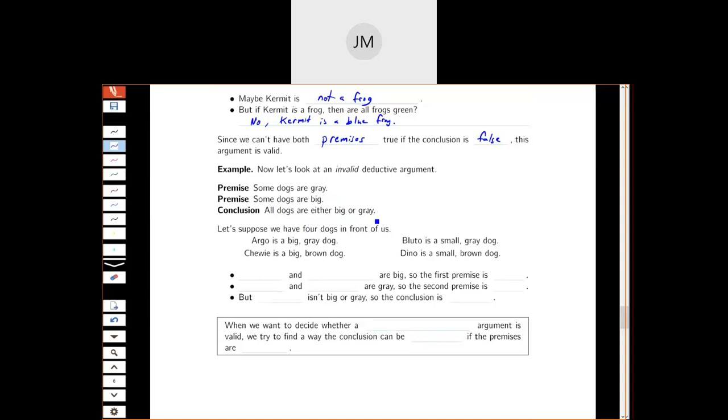Let's just look at an example. Let's suppose that we have 4 dogs in front of us. Argo is a big gray dog. Chewy is a big brown dog. Bluto is a small gray dog. Dino is a small brown dog. We do have some big dogs, right? Argo is a big dog, and Chewy is a big dog. So Argo and Chewy are big, and the second premise is that some dogs are big. So the second premise is true.